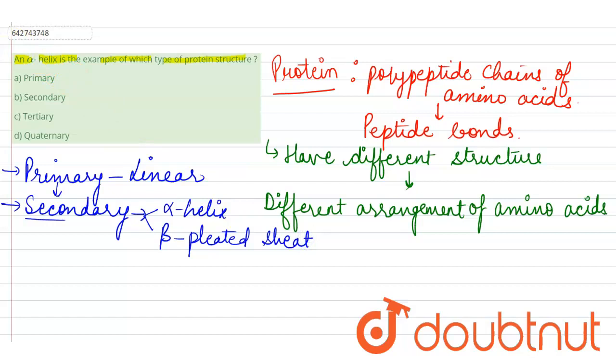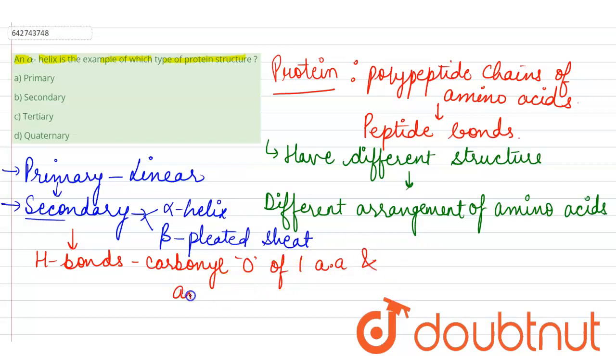In the case of secondary proteins, hydrogen bonds are present, which are formed between the carbonyl oxygen of one amino acid and the amino hydrogen of another amino acid. These are the bonds present in the secondary structure of proteins.